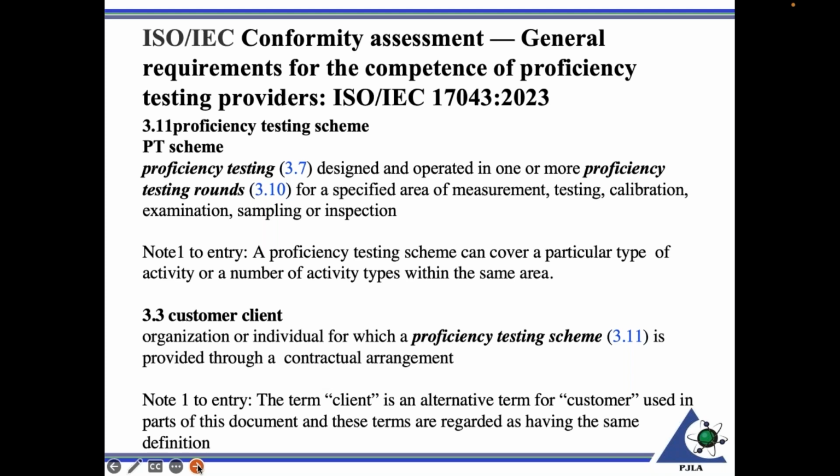in some of our slides that we'll see later, we can see that these schemes can take a variety of different appearances, you might say, because of their individual features. It says a proficiency scheme can cover a particular type of activity or a number of activity types within the same area. Again, we talked about the customer and client and so forth.